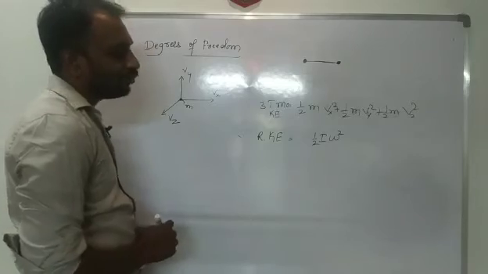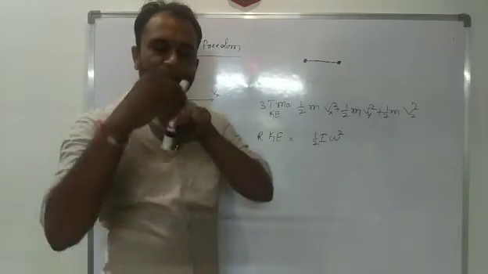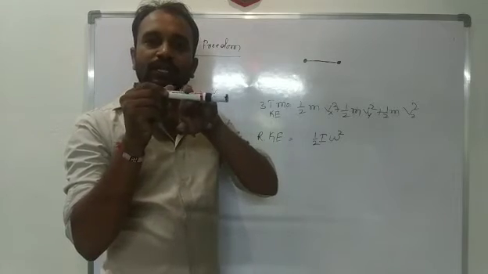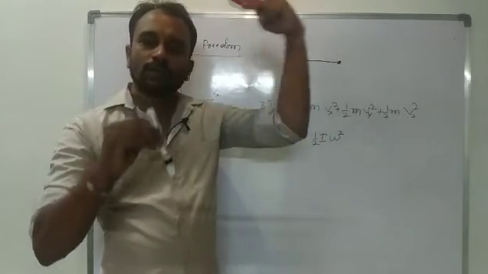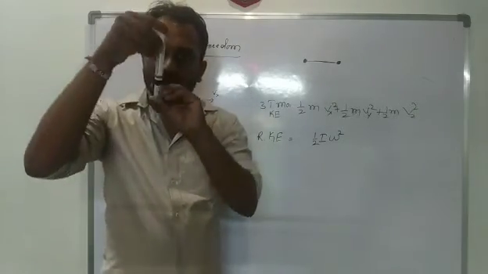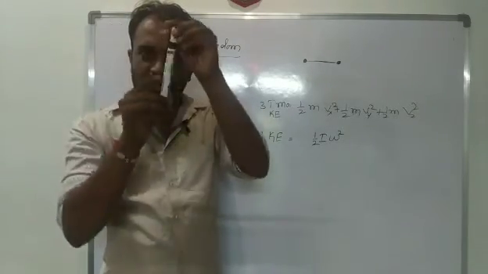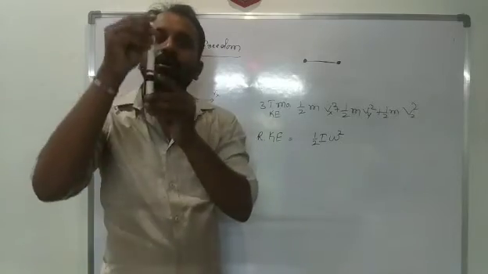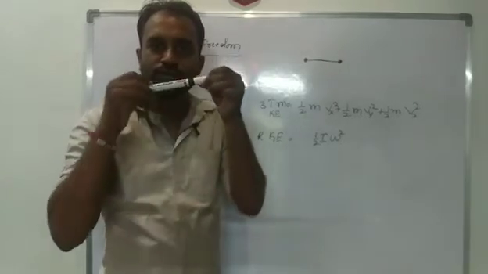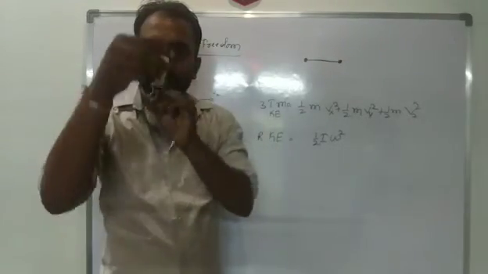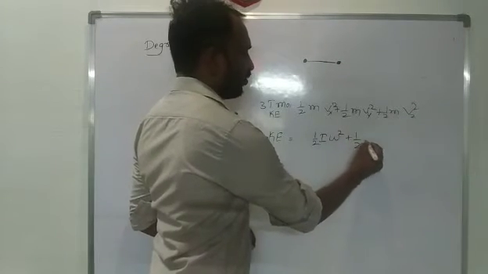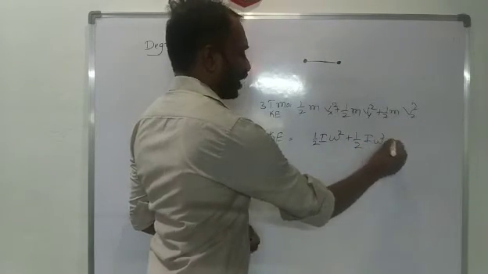Another rotational motion: here the x-axis is the axis of rotation. So this is also a rotational motion. One is like that, another one is like that. So for this one we again have half I omega square.